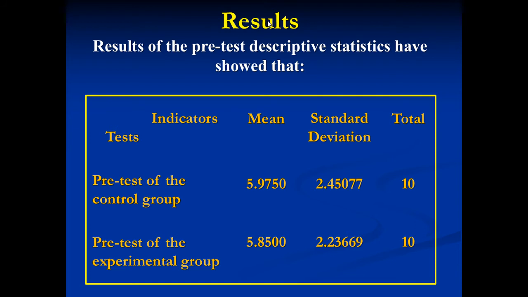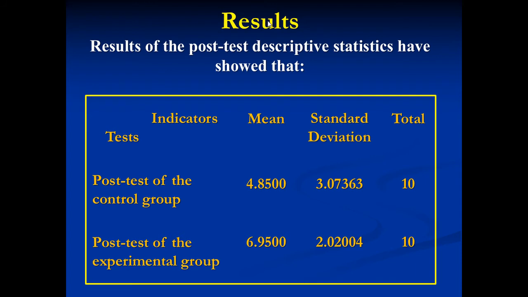Results of the pre-test: descriptive statistics have shown that both the control group and the experimental group had near mean averages in the pre-test. The control group grade average was 5.9750, while the experimental group mean in the pre-test was 5.85. The total number of students in the control group was 10, while the total number of students in the experimental group was also 10.